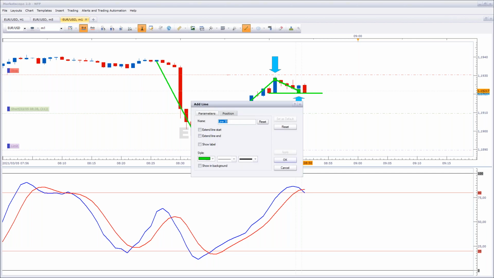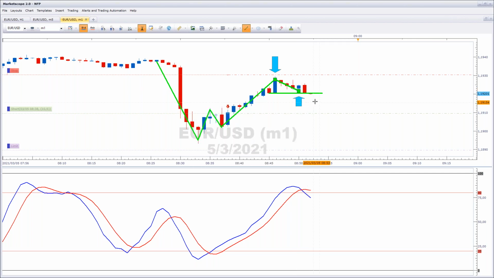All right, it's looking a bit better. Just needed to close below this line here.